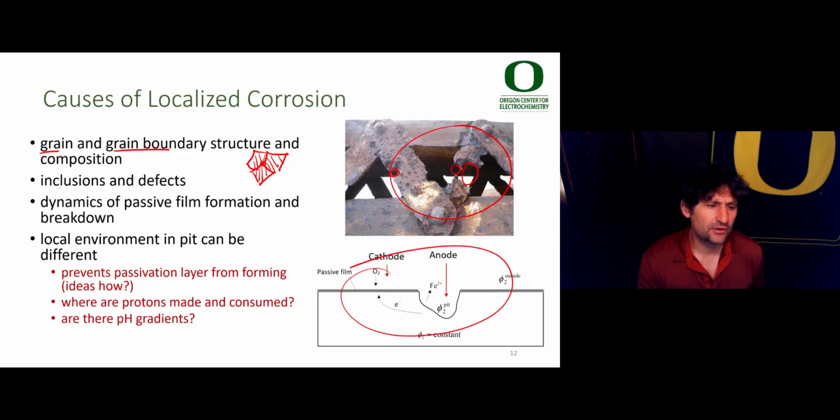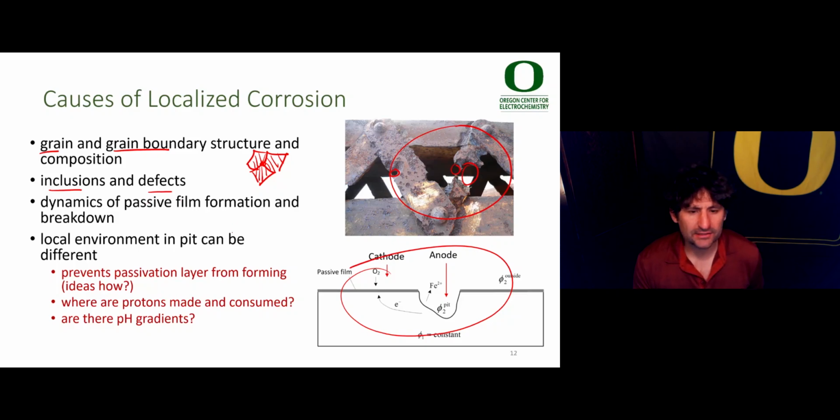Also, inclusions and defects can drive corrosion. Inclusions mean the addition, usually unintentional, of other materials in the metal. They get trapped, and this leads to defects and spots where corrosion can be accelerated.